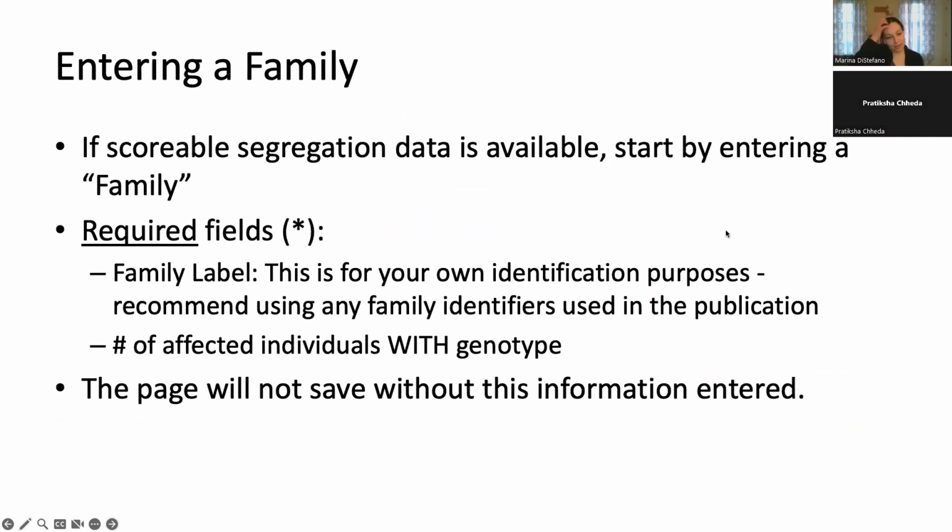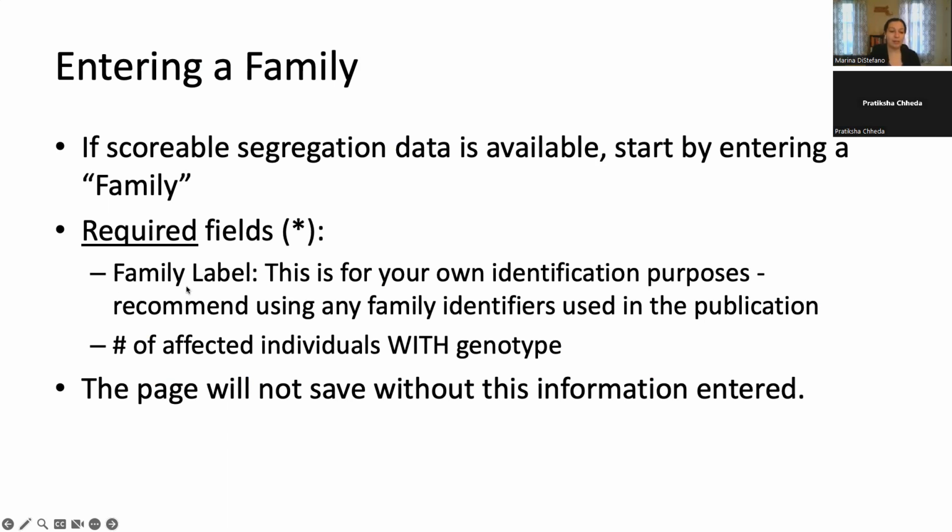If you have, and I should say you enter a family first and you would score proband, but we just started by talking about the proband level information because a lot of it's the same. So if you have scorable segregation data, you want to start by entering a family. The required fields for a family are similar to a proband. You have to have a label.